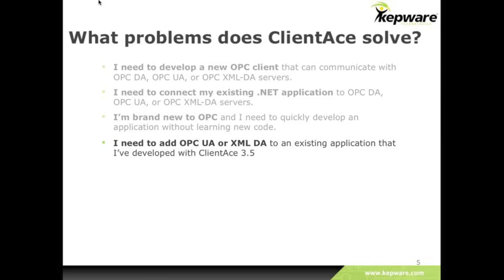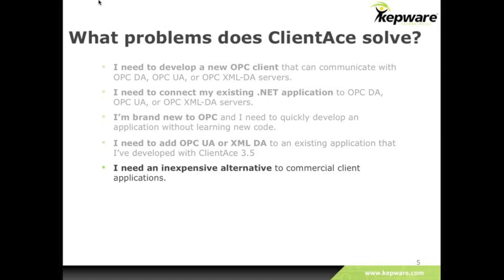Maybe you have a previous ClientAce application. Previous to 4.0, we only supported DA, and you want to add UA or XML-DA to that. And then the last two: you need an inexpensive alternative to commercial client applications, or you want more control than those applications allow you.